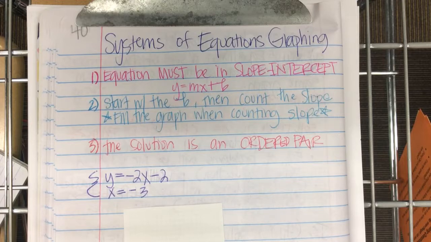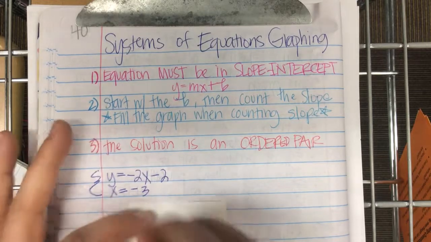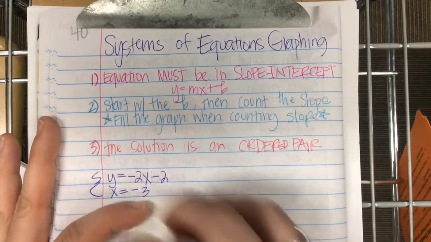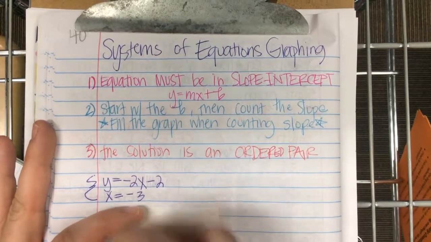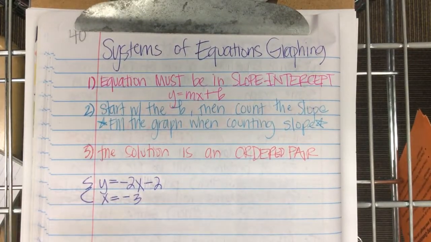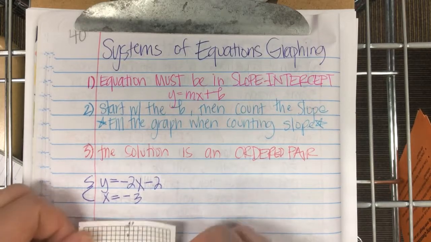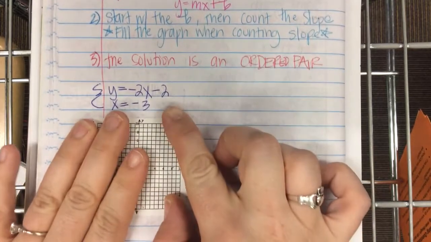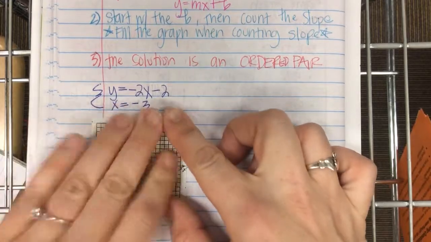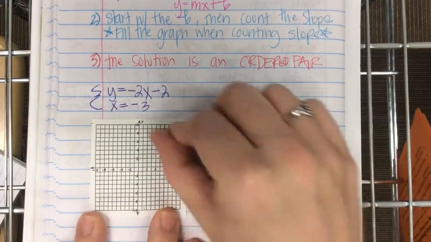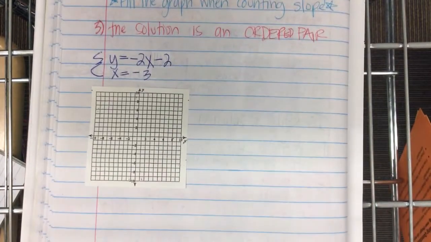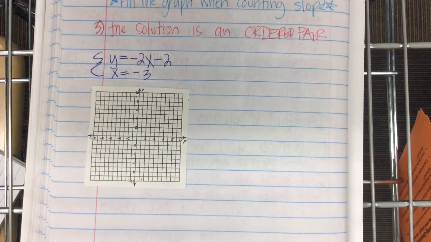All right, so your first system, y equals negative 2x minus 2, and x equals negative 3. I don't need to skip any space because they're already written in slope-intercept form, or already written in a variable equals form. If you have the trash bucket, once your trash is collected, pass it to another group.